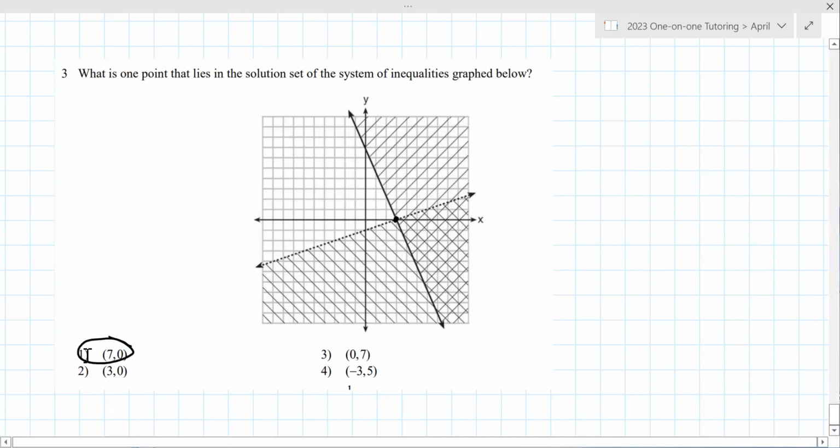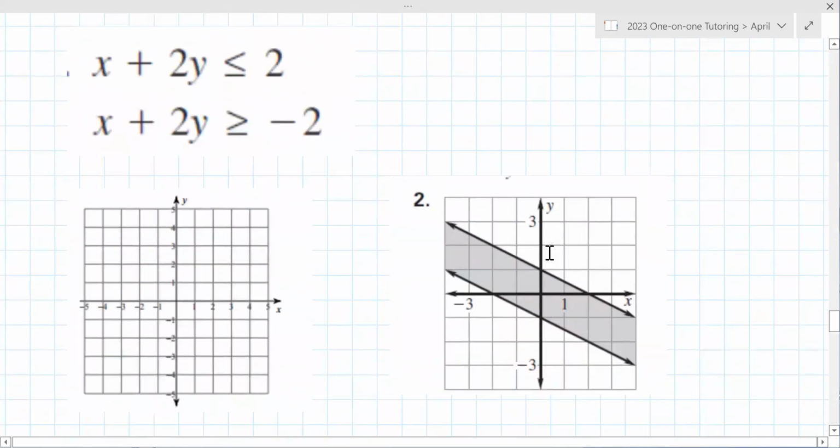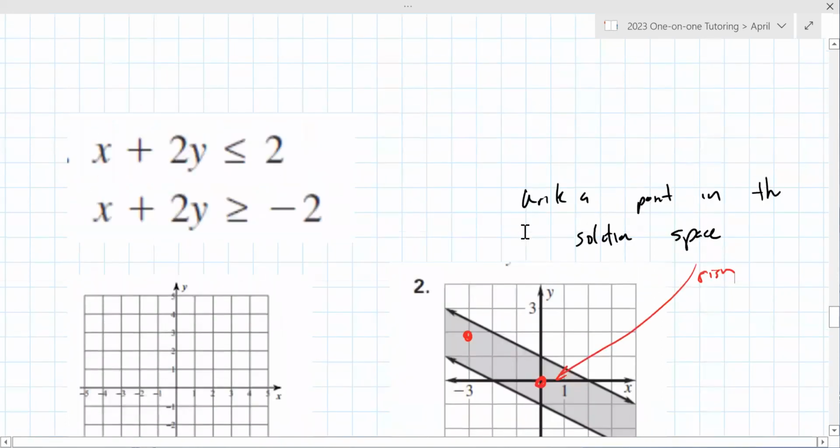Now let's go back to one of these that you've done. Let's say you did this problem here and you got this graph and the instructor says to write a point in the solution space. Do you understand what I mean by that? Yeah, okay. I can do one. -3, 2. Okay, so right there. I recommend going for the origin if at all possible. Yours is correct. Go for the one that's the easiest.